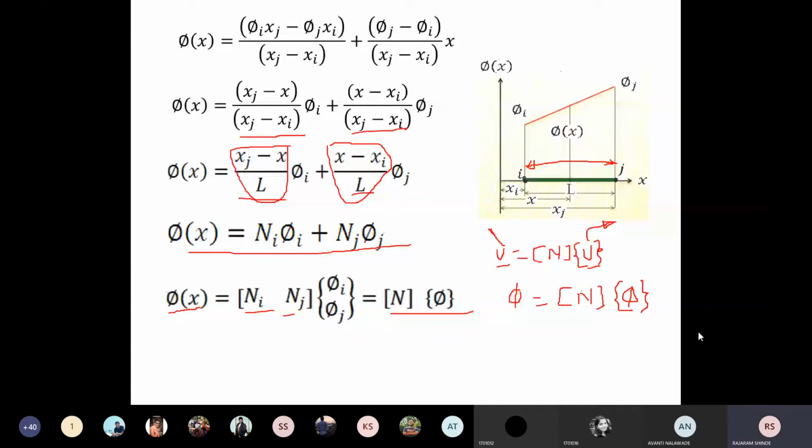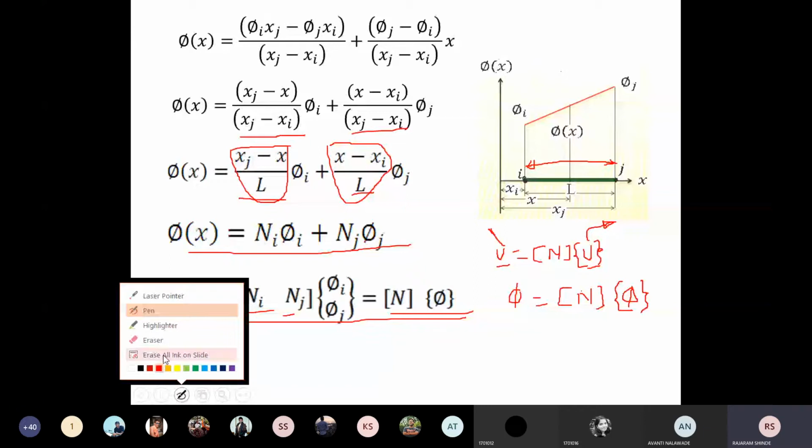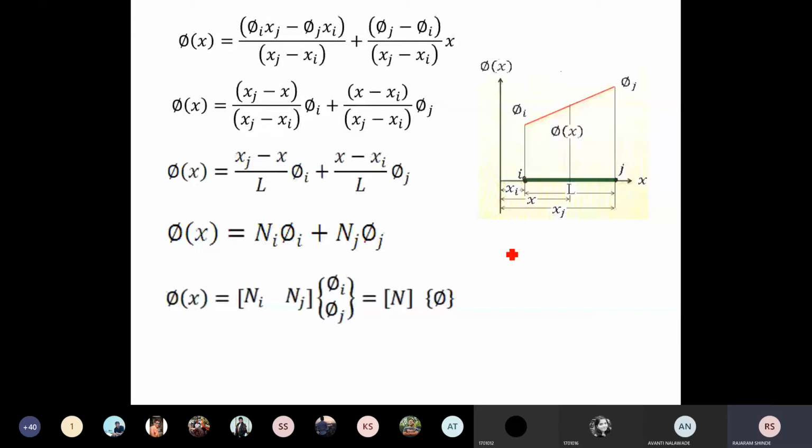Shivam Bhoskar, can you get this equation? Yes, sir. N into phi. N is your shape function matrix, and the shape function matrix is (xj minus x) upon L and (x minus xi) upon L. We need this for solving the problems also. There are numericals on this also that I will show you. You have to remember this as the equation of shape function, and this is also an equation of shape function. This is ni and this is nj.